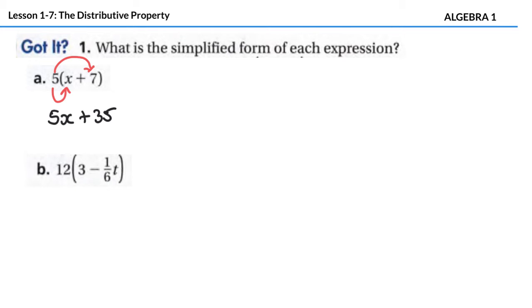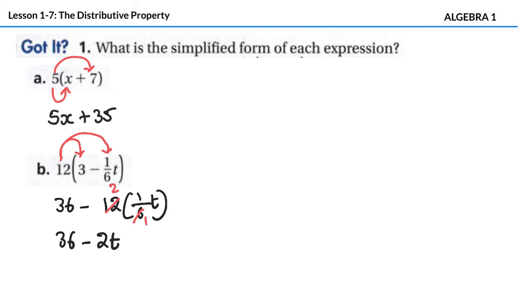Okay, 12 times (3 minus 1 over 6t). The property remains the same. 12 times 3 is 36 minus 12 times 1 over 6t. Now, can I divide this 12 and 6? Yes, 6 one times and 6 two times. So we get 36 minus 2t. That is the answer. Great going.